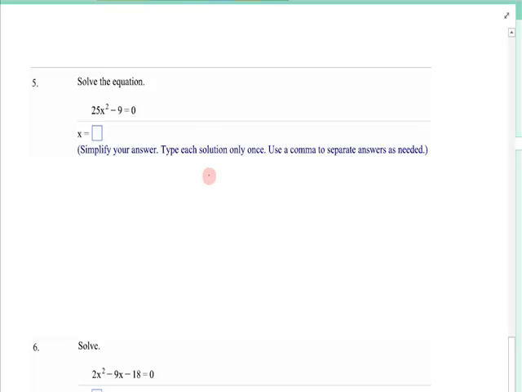A couple of others. Suppose I have 25x squared minus 9 equals 0. This is a quadratic, and it is equal to 0. So let's try to factor. Is there a common factor? No. It's a binomial. Oh, it's the difference of squares.